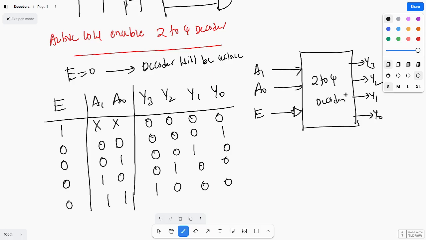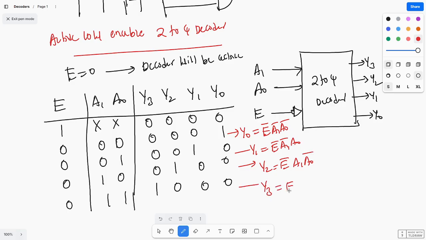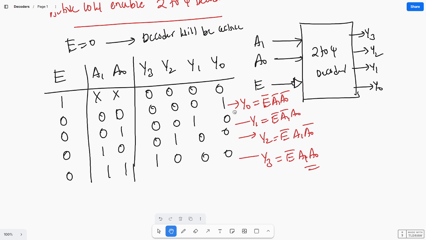So if I want to write the expression, what is Y0? Y0 equal to, the only change is that E bar will come: E bar, A1 bar, A0 bar. And Y1 equal to E bar, A1 bar, A0. Y2 equal to E bar, A1, A0 bar. And Y3 equal to E bar, A1, A0. Like this you will get. So this is about the active low decoder.